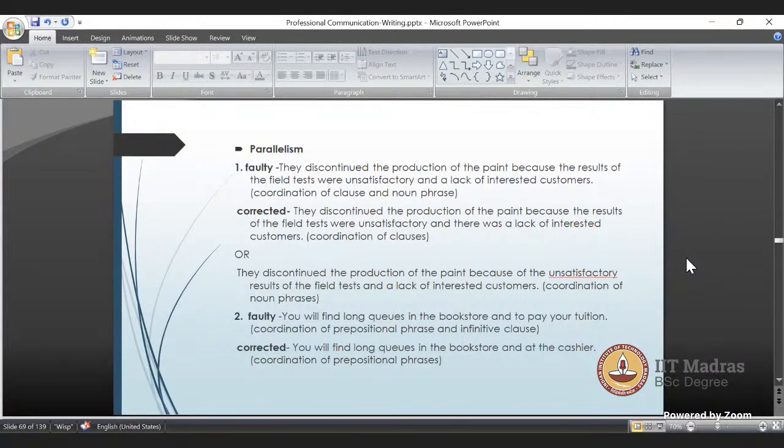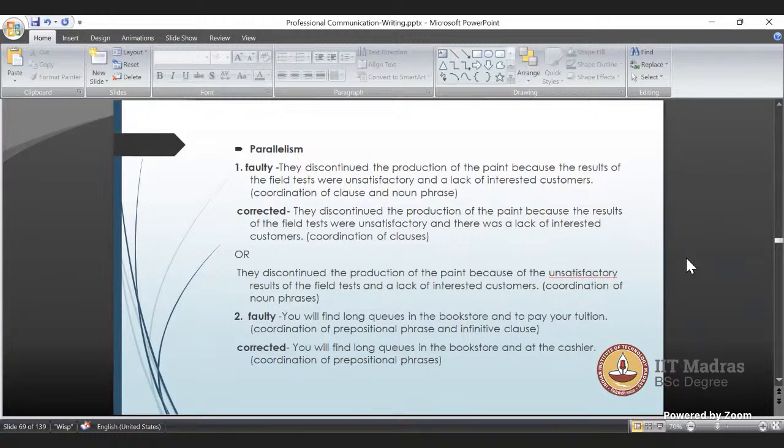So to make this a parallel construction, I told you that you have to use grammatically identical units, right? So if you're using a coordinated clause, then use a coordinated clause for the other also. You cannot have a noun phrase and then a coordinated clause. So you can correct it to the sentence given there: they discontinued the production of the paints because the results of the field test were unsatisfactory and there was a lack of interested customers, right? In the previous sentence, one was a noun phrase and one was a coordinated clause. In the second one, you change both of them into coordinated clauses.